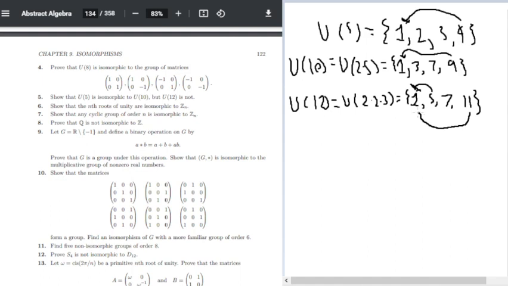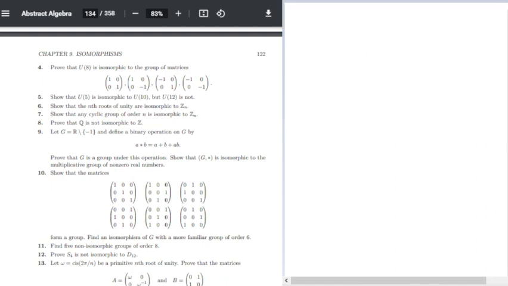So, in U12, we have 3 elements that are sent to 1. But in U5 and U10, we only have 1 element sent to 1. So we can't have 2 groups isomorphic if they send different numbers of elements to the identity element under, like, squaring. Also, we can construct an explicit isomorphism between U5 and U10, but it's more interesting to show that U10 and U12 are not isomorphic in that case.